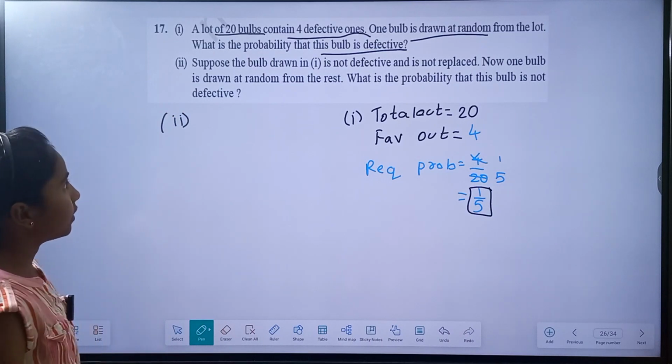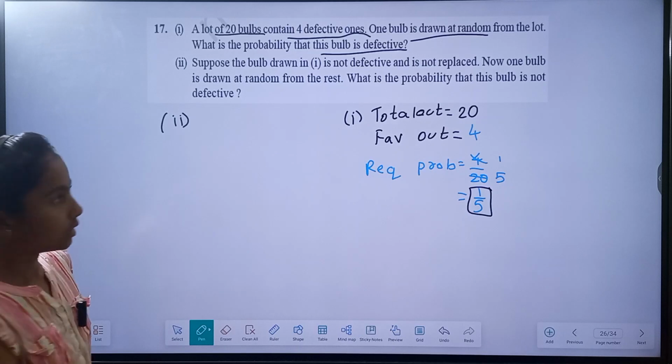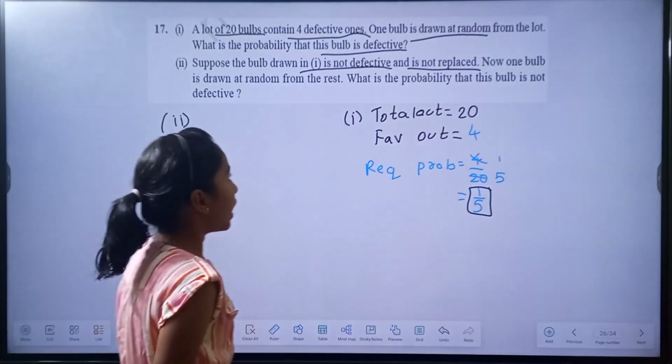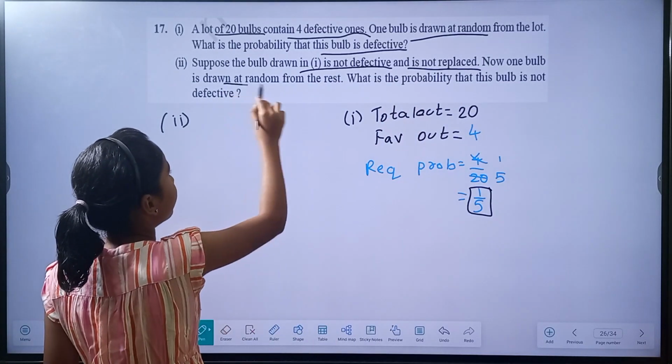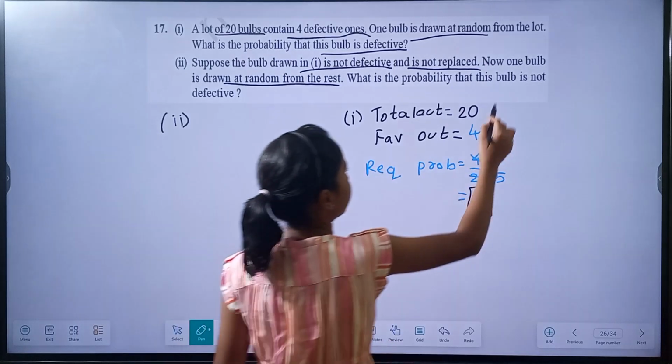Suppose the bulb drawn in the first part is not defective and is not replaced. Now, one bulb is drawn at random from the rest. What is the probability that this bulb is not defective?